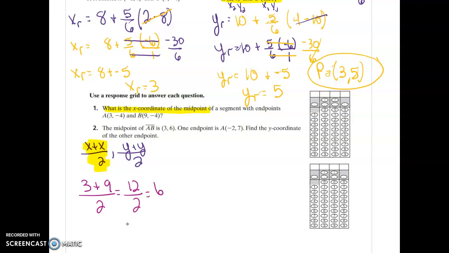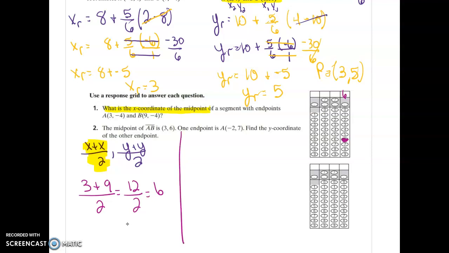So how do you fill out a page like this? You can either put the 6 here and do that, or you can go to the end and put the 6 here and then bubble it in. Just don't put it in the middle. It either goes to the far left or to the far right. All right, let's try problem 2 now.